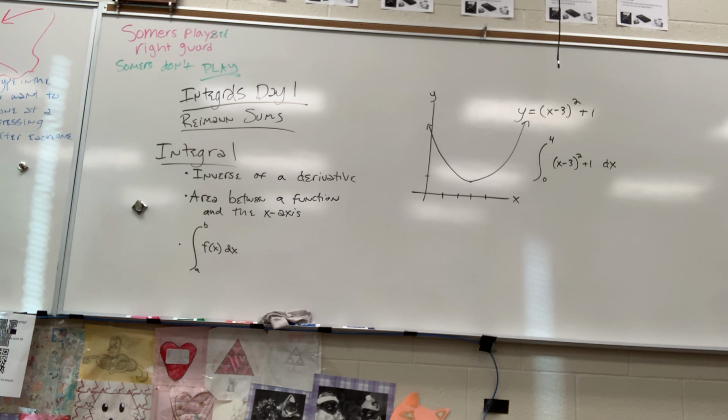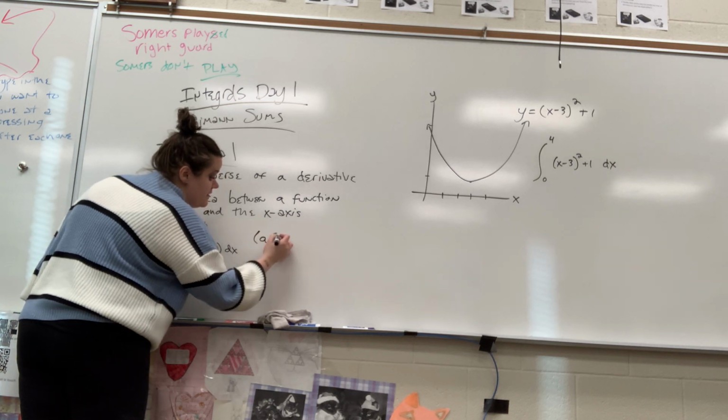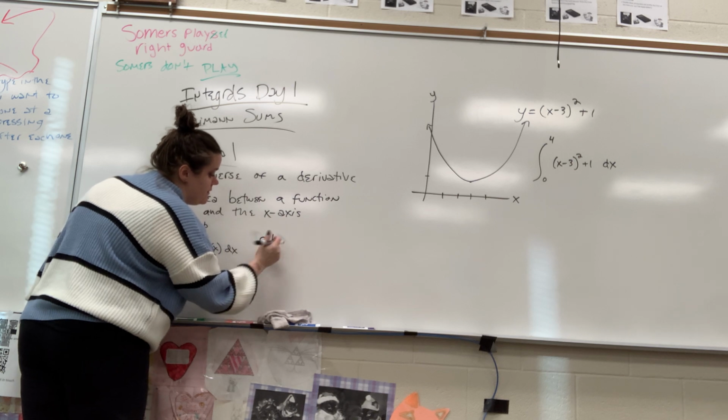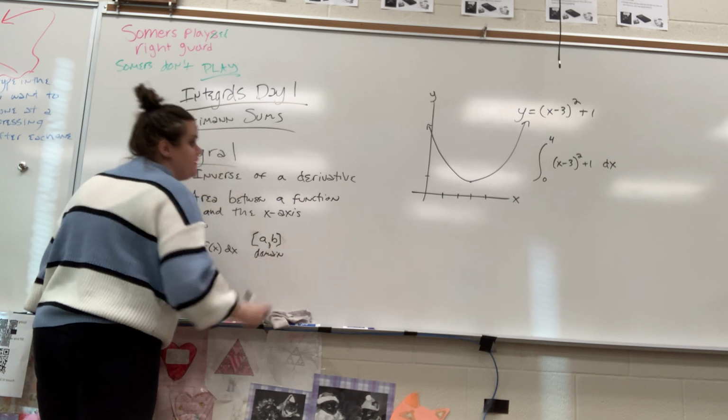What is the dx? We'll talk about dx again. Is the 0 to 4 the x-axis? Good. A and B is a domain. Let's make sure we note that here: the A and B is the domain.